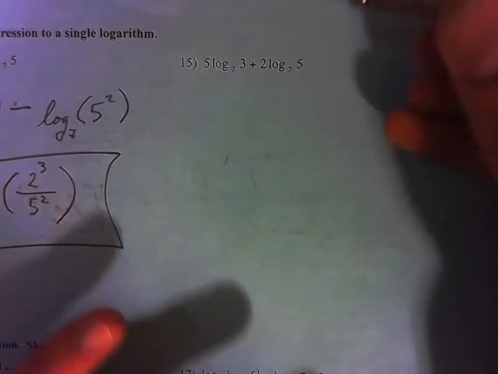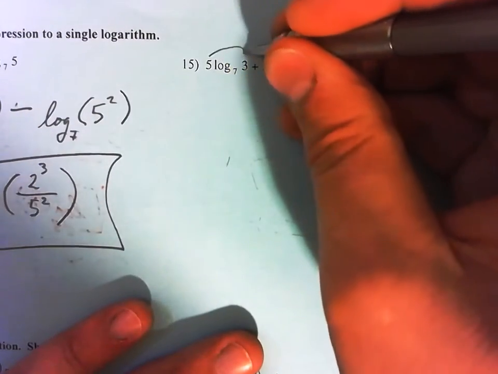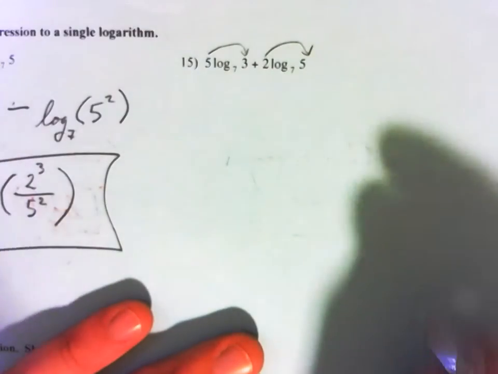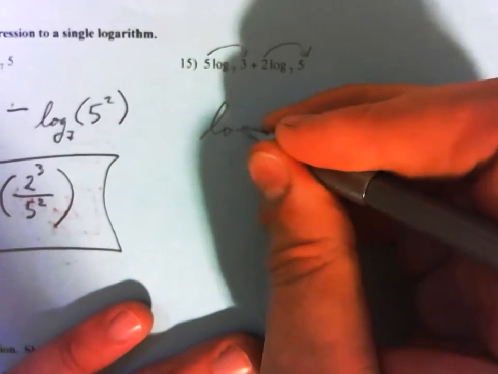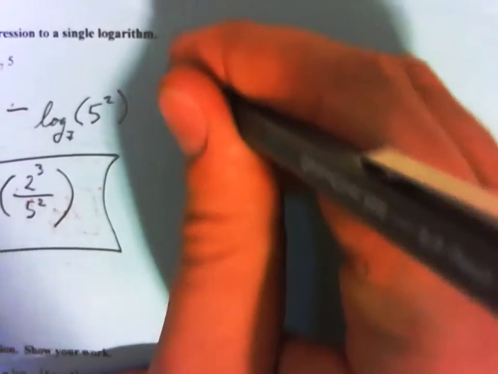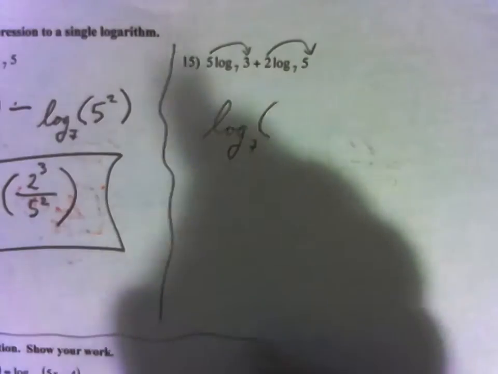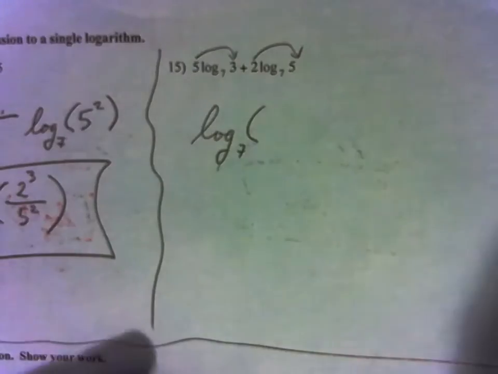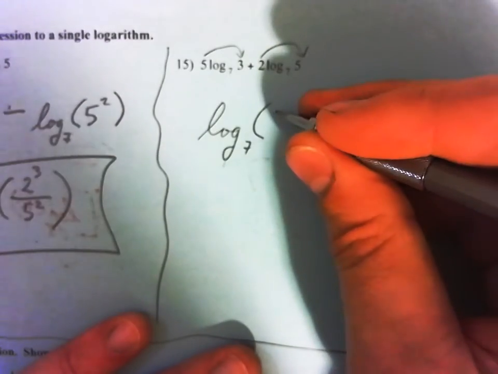This one. Okay, we'll first do that power property and make it log base 7. Oh, this one's base 7 too on the logs. What do you know? Strange coincidence. Which it is a coincidence.